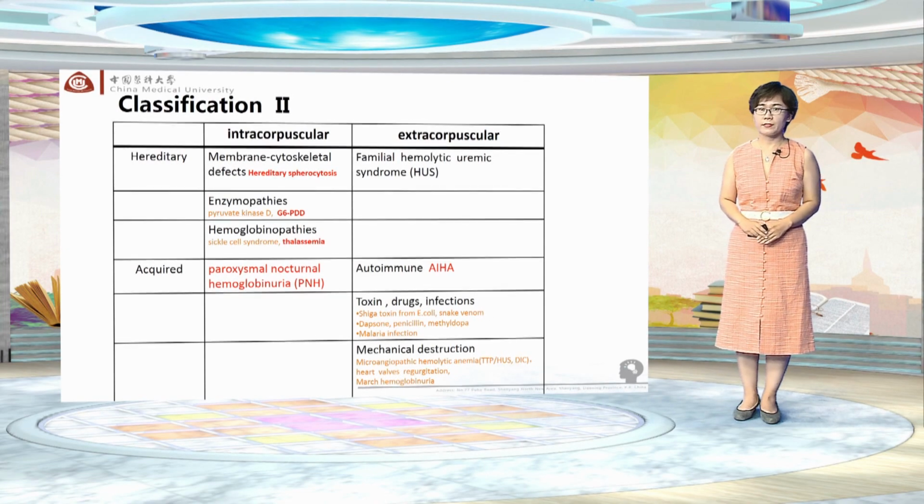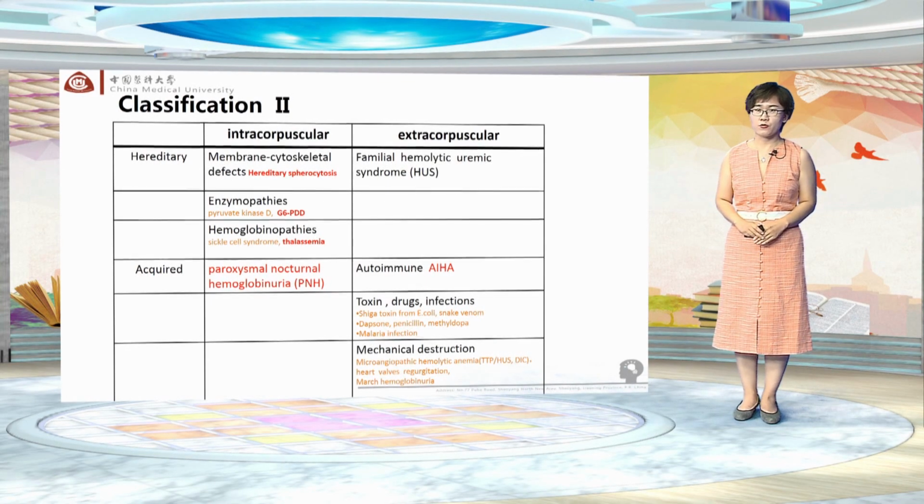For extracorpuscular disease, there is also an inherited disease, familial hemolytic uremic syndrome. The most common acquired extracorpuscular disease is autoimmune hemolytic anemia. It can also be caused by toxins, drugs, and infections, such as Shiga toxin from E. coli, snake venom, drugs such as dapsone, penicillin, methyldopa, and malaria infection.